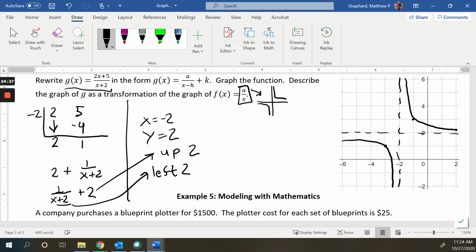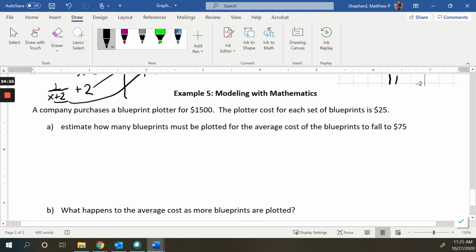By being able to see that, we can change it to this format if we just use some synthetic division. And now it's in a form where I know exactly where my asymptotes are. I know how those asymptotes have now shifted the function to the left 2 and up 2.